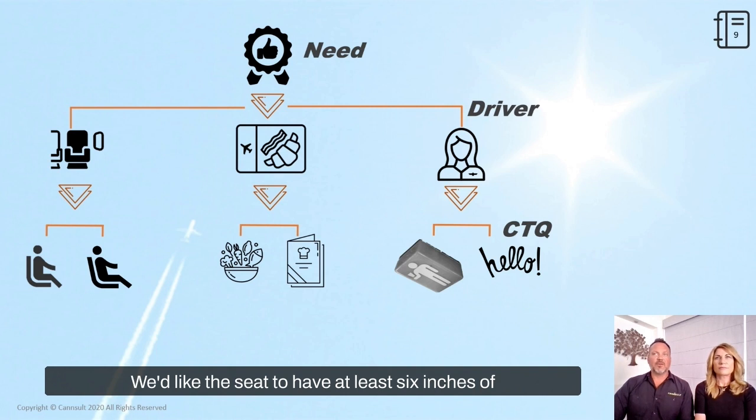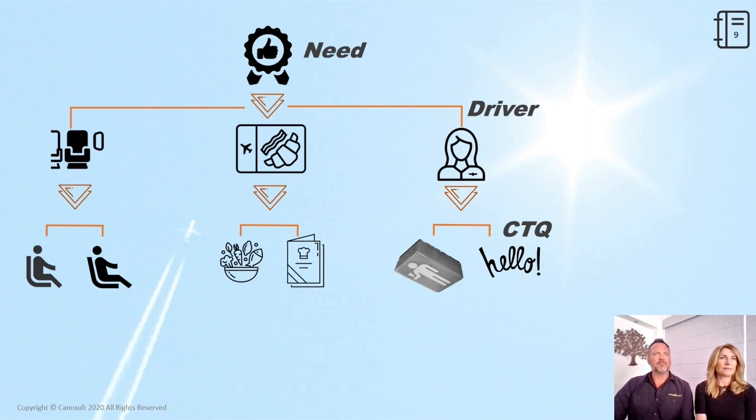We'd like the seat to have at least 6 inches of legroom and to recline at least 6 inches. And by good food, we mean that we'd like healthy food with multiple options. And if we think about good service, there's our flight going off. We consider it good if the flight attendant responds to the call button within 2 minutes, and if they say hello when we enter the plane.